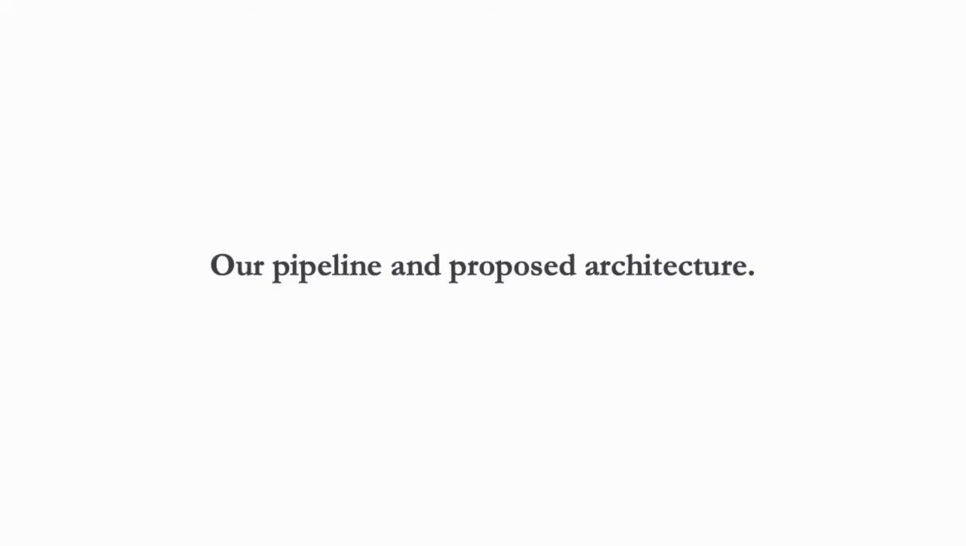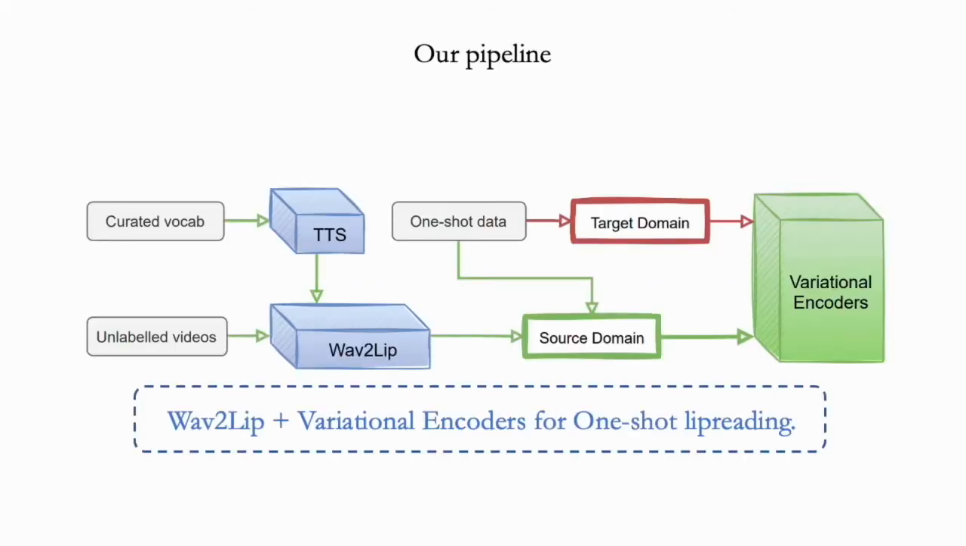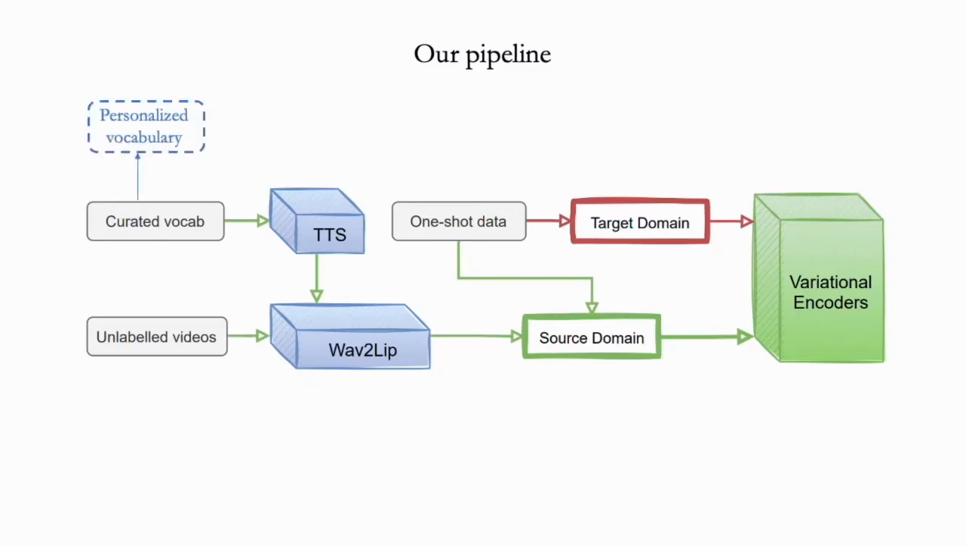We will now explain our proposed pipeline and architecture. With just one-shot examples, we employ data augmentation and domain adaptation scheme to train a robust model that can work accurately on a patient. First, we curate the vocabulary for a speaker which is important for them in their daily lives, for example, backache, nauseous, etc.